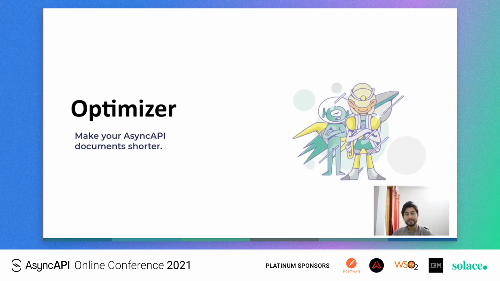Now, what is Optimizer? Optimizer is a library that can be plugged into CLI tools and GUI tools to make your file more optimized, or in other words, make it shorter.